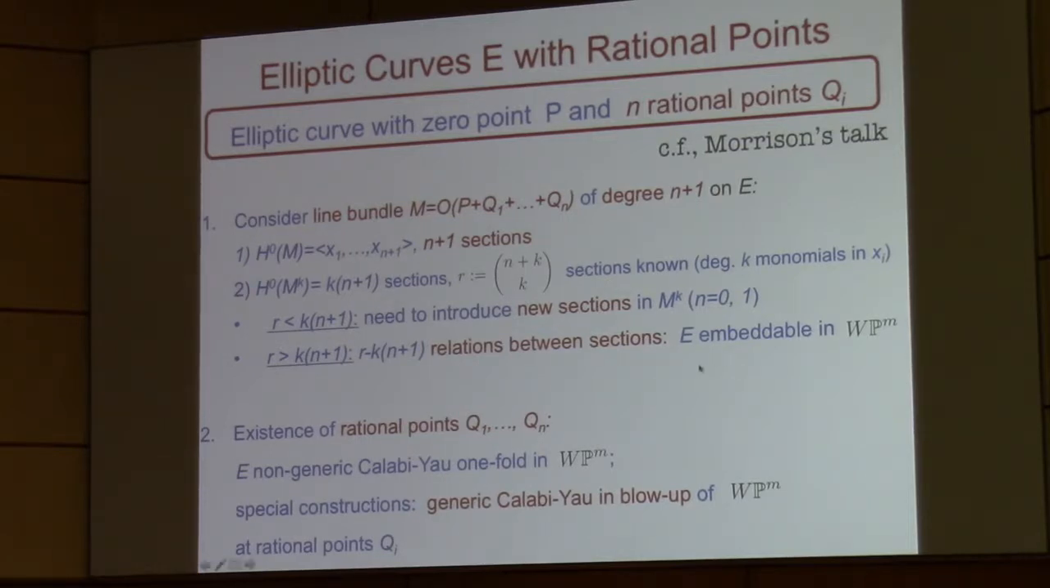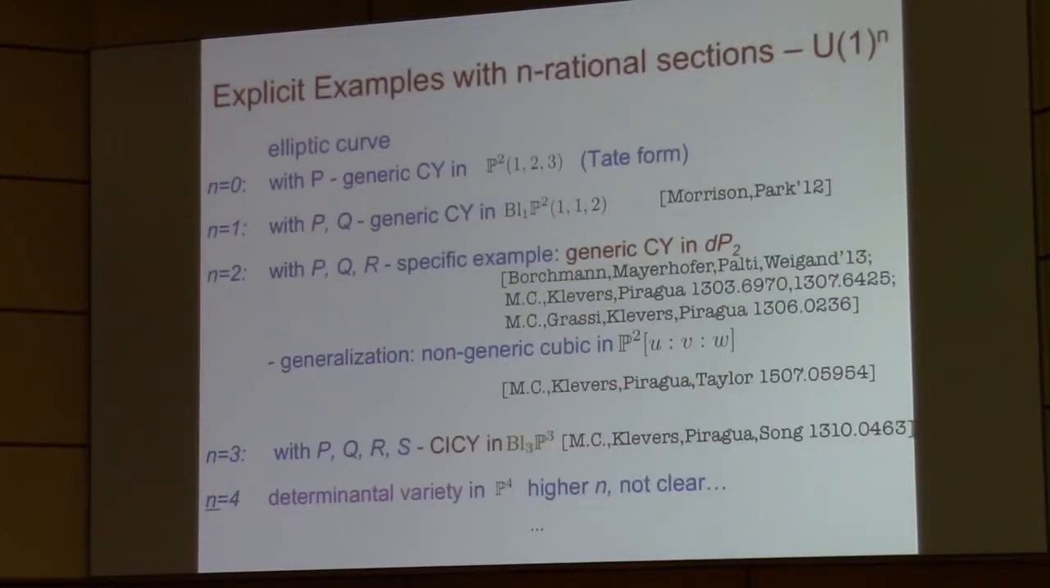So as I'll turn to rank 2, we'll see a concrete example, but typically the construction of elliptic curves with additional rational sections will result in a non-generic Calabi-Yau one-fold in such a weighted projective space. Now, in special constructions, we can also view them as generic Calabi-Yau, but in a blow-up of the weighted projective space. In this case, it's a more general Calabi-Yau one-fold, but in the blow-up of the weighted projective space where rational points are associated with the blow-ups.